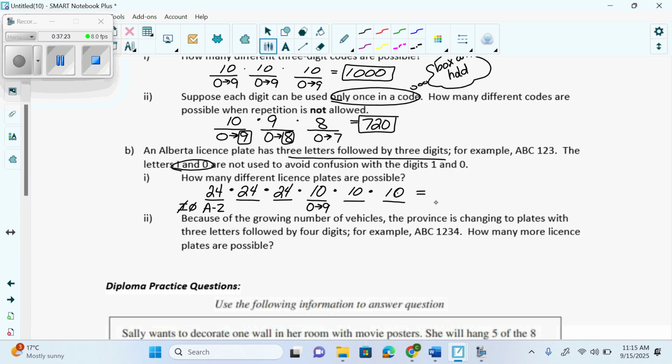Is it 576,000 or something? I don't know, my brain's starting to remember something like that. 24 cubed plus 3 zeros. Oh, 13, I was way out. 13,824,000.